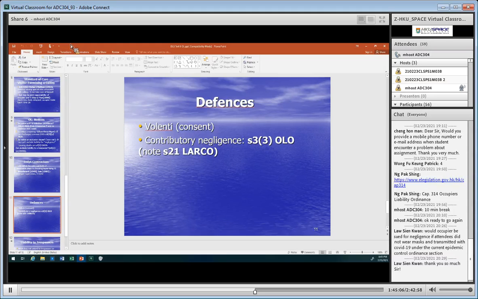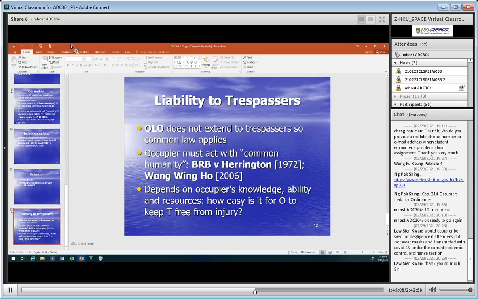All right, everybody, now just to finish off occupiers liability, is there any duty owed to a trespasser by an occupier? Well, you might think no, because he's not supposed to be on the property. If you're committing a criminal act, you should not be on the property.